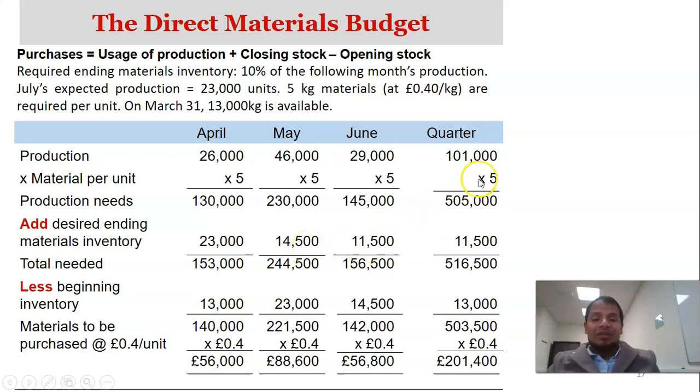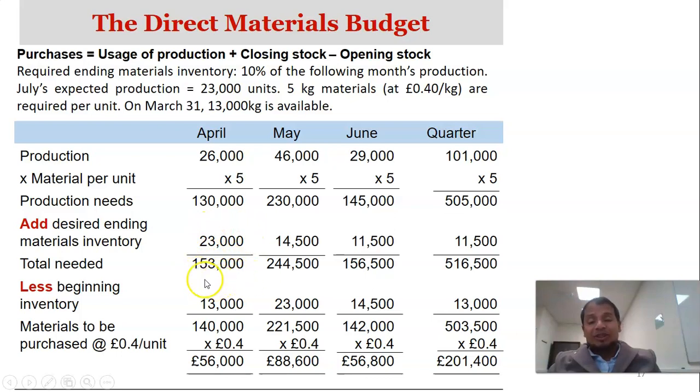And in the next month, that is in July, is given here. 23,000 times 5 multiplied by 10% is 11,500 kilograms. That's the ending inventory we need. And as with the previous one, 11,500 is the ending inventory of the quota, because the quota ends when June ends. All right, and then we have to add these two figures, production need plus ending inventory. So this is the total requirements.